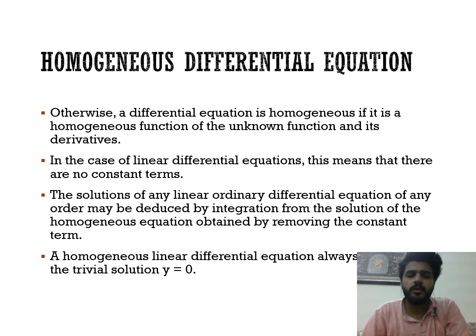In this case, it states that a differential equation is homogeneous in one respect also, that it should be a homogeneous function of the unknown function and its derivatives. That the function will be homogeneous and its derivatives also, then it is called a homogeneous equation. But in the case of linear differential equations, there are no constant terms involved, because in a linear equation we have to eliminate all the constant terms to get a single particular solution or trivial solution. Then it is said to be a linear equation.